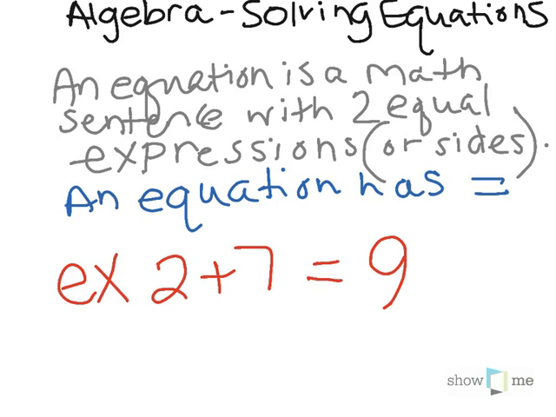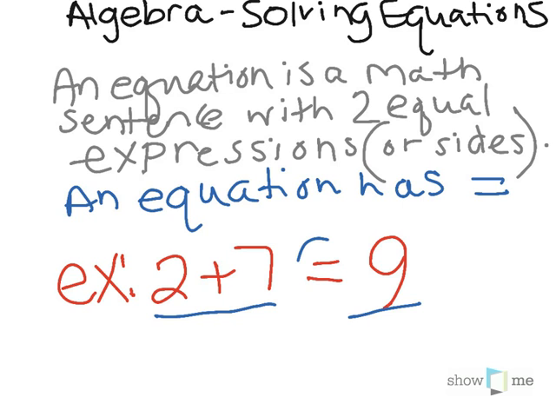Today we're going to be talking about solving equations. An equation is a math sentence showing two expressions that are equal. It has two sides that are equal. An equation has an equal sign and both sides will be equal. For example, this is your basic equation: 2 plus 7 equals 9.